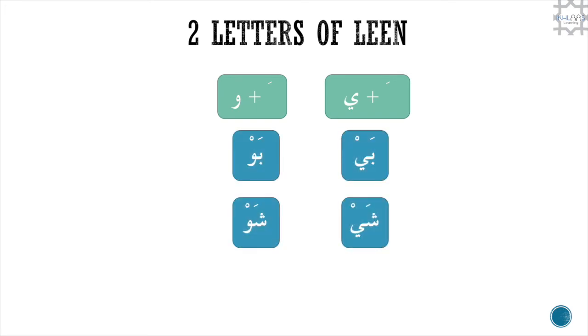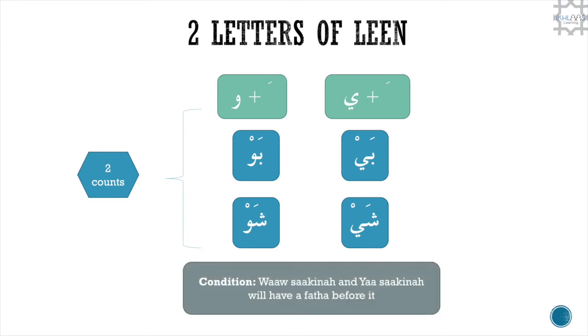There are 2 letters of leen, ya preceded by a fatah and waw preceded by a fatah. For example, bay, shay, bow, show. Remember that these letters have to be elongated for 2 counts. So the condition is the waw sakina and the ya sakina will have a fatah before it.